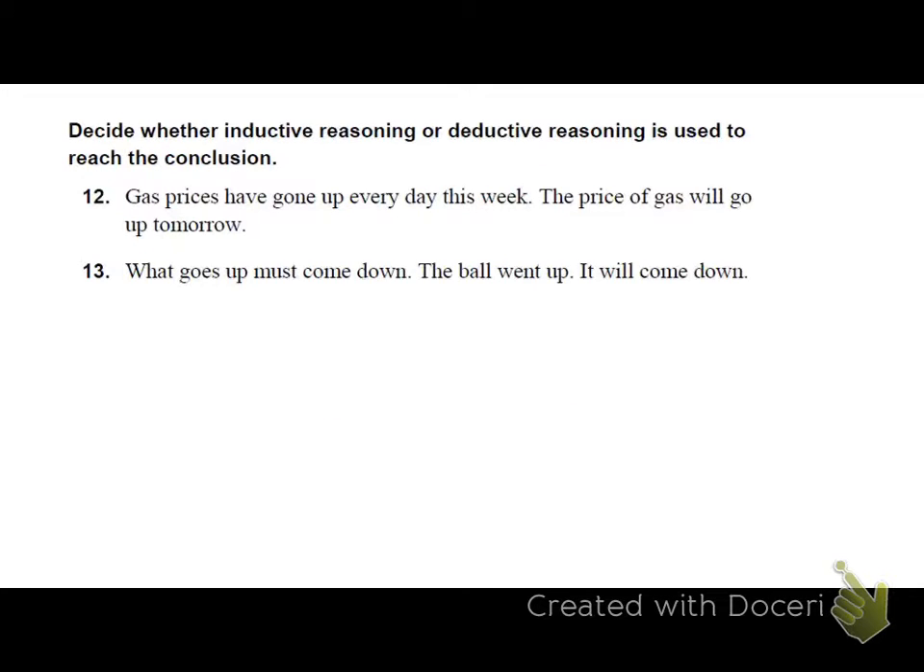All right, this one you're going to decide whether it's inductive or deductive reasoning, and then explain why you chose it. So inductive or deductive, and then explain why you chose it.